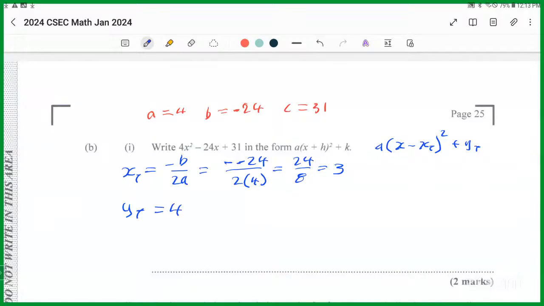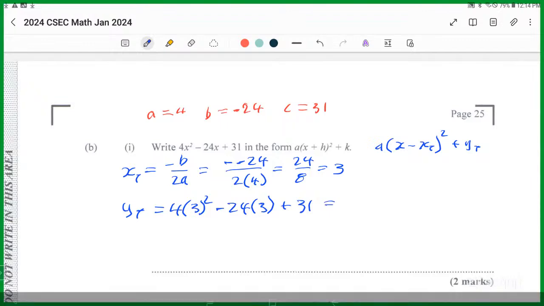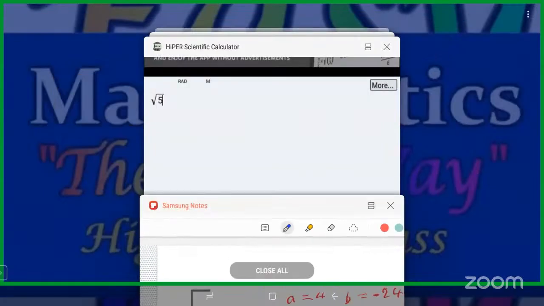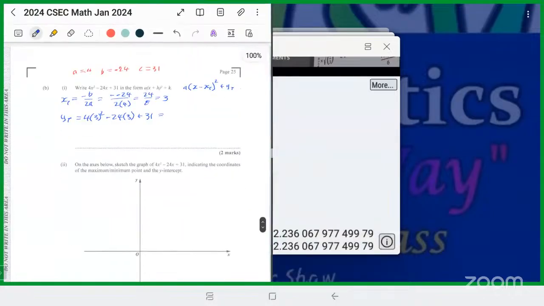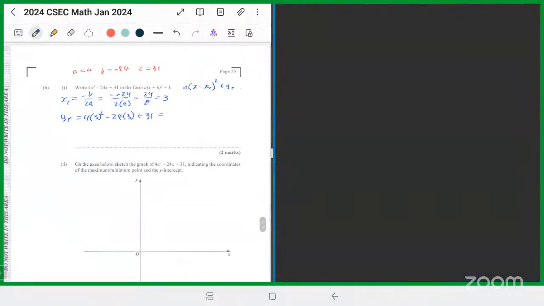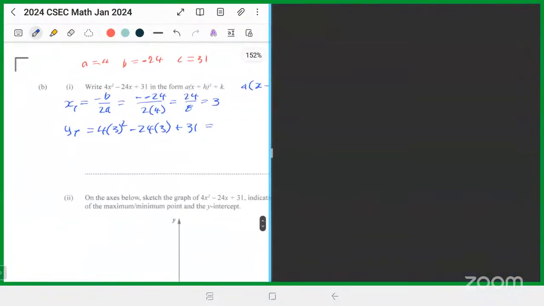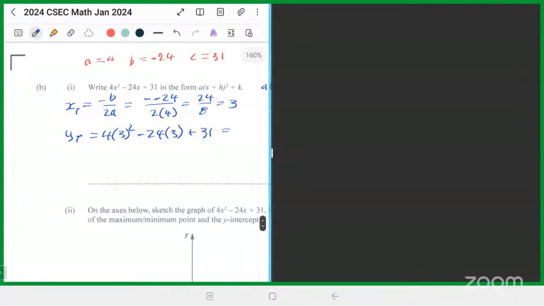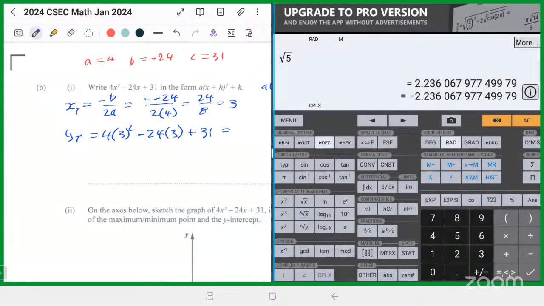So the yt is basically just plugging the 3 back into the function. It's going to become 4 times 3 squared when we plug the 3 right here, and I'm going to plug the 3 here as well and get minus 24 times 3, and then add 31. Let's put them on the calculator quick and fast, so we don't waste time.